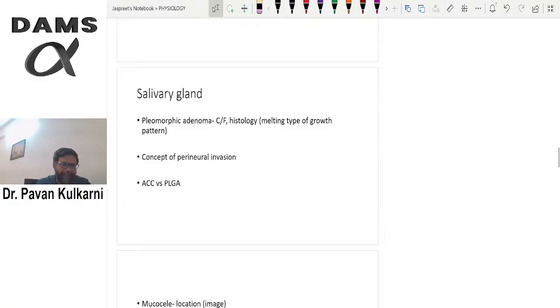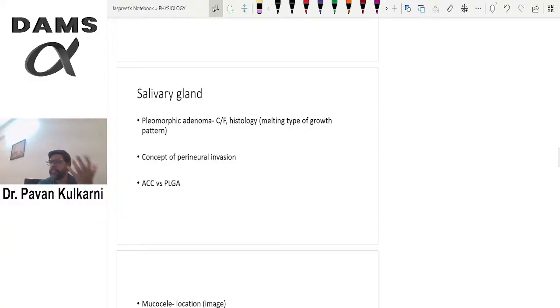Melting type of growth pattern. That is very frequently asked. Swarm of bees or melting type of growth pattern in case of the pleomorphic adenoma. And chondromyxoid stroma. Don't forget this. This is a very commonly asked question. Chondromyxoid stroma is seen in pleomorphic adenoma.